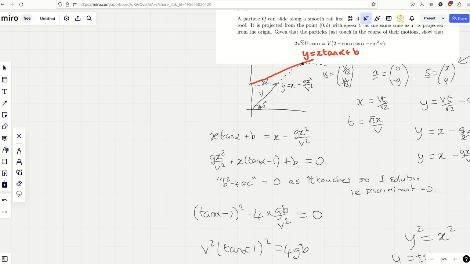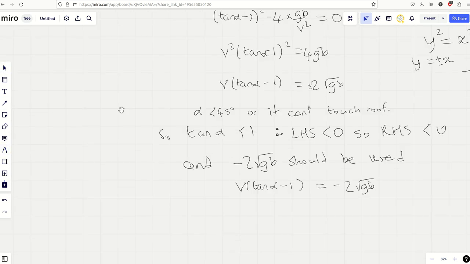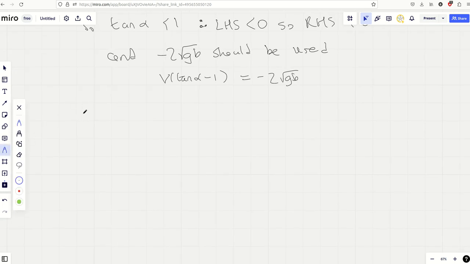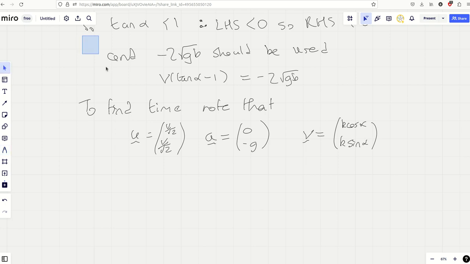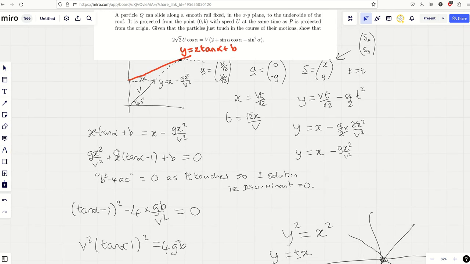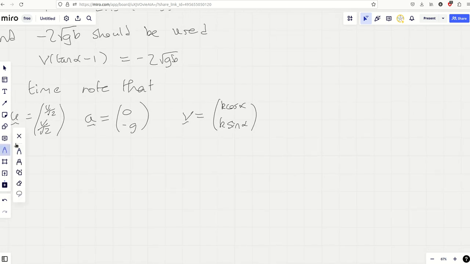We want that to be, let's just write this down. To find time, note that, okay, what have we got? u is v over root 2, v over root 2 still. a is still 0, minus g. v, though, this time is what I'm going to use. I'm going to say it's going to be k cos alpha and k sine alpha, because then it's going to have exactly the same gradient as the tan alpha one. Because we basically want the velocity vector to be exactly parallel to the roof.